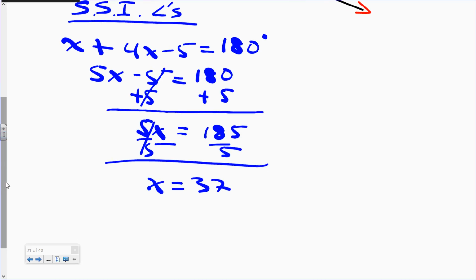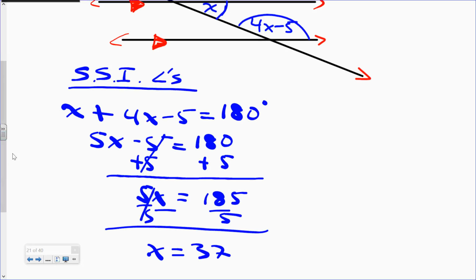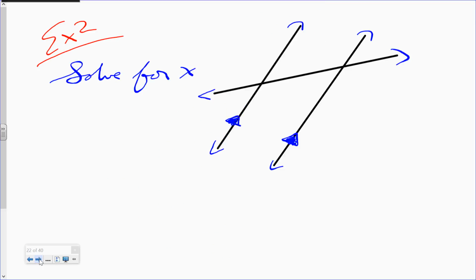Okay. One more example. Questions on this first example? Am I throwing a lot at you? Just out of curiosity, what's your opinion? Am I throwing a lot at you? Thank you. Last one, example 2. Let's go.